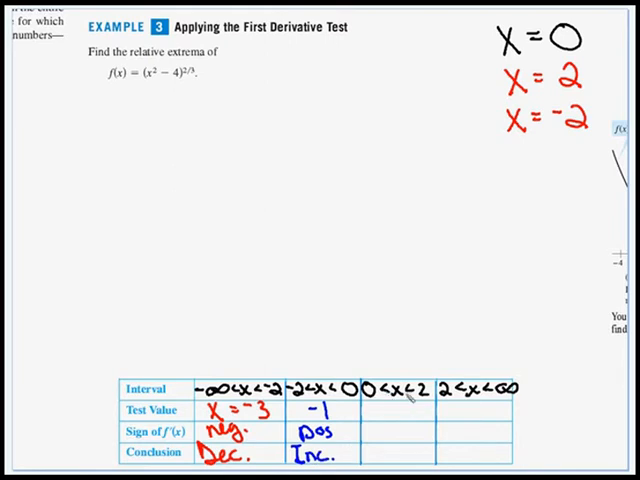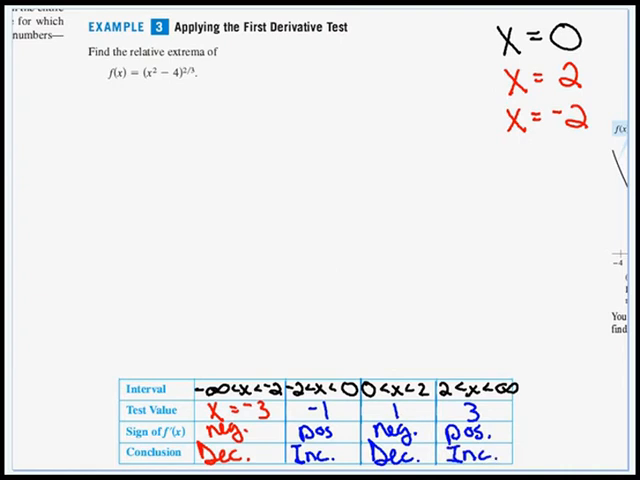On the next interval, we plug in 1 as our test value, we get a negative output from our derivative, and we know that across that interval our function is decreasing. On our last interval, we can plug in a positive 3. Our derivative does turn out positive, and that tells us our function is increasing.